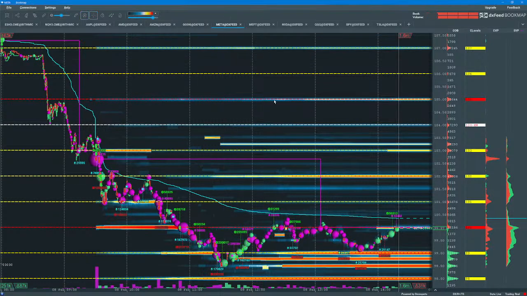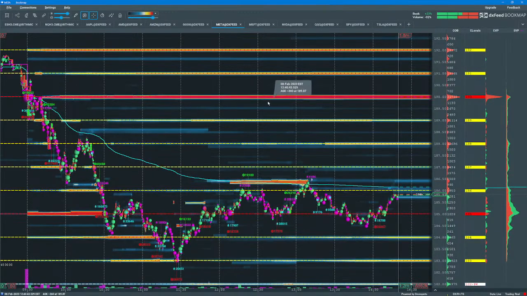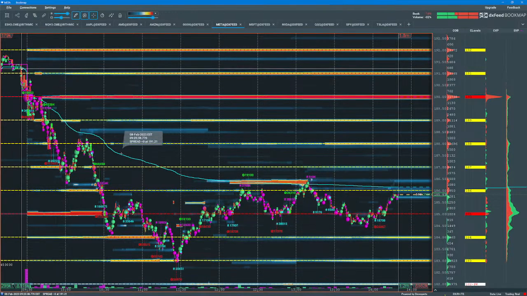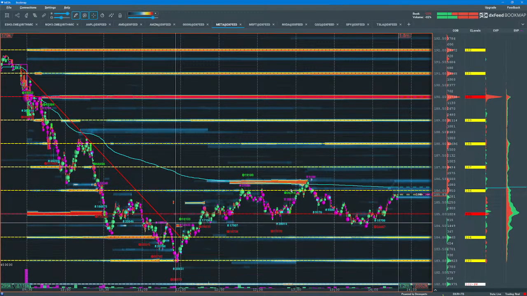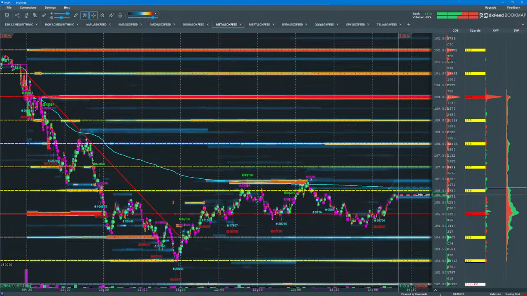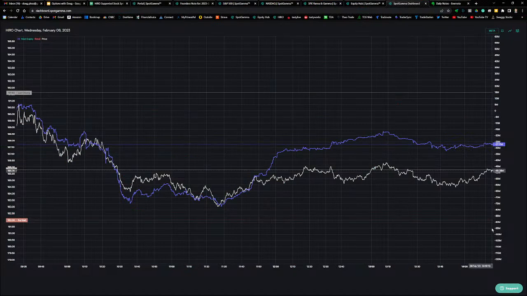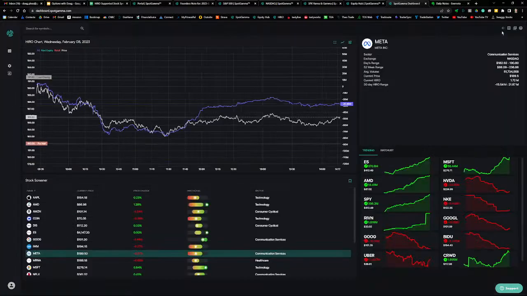All right, Meta. And there's the short. And now let's go back and take a look at Hero. So now traders are taking positive delta positions trying to move Meta higher. Let's take a look at Microsoft.